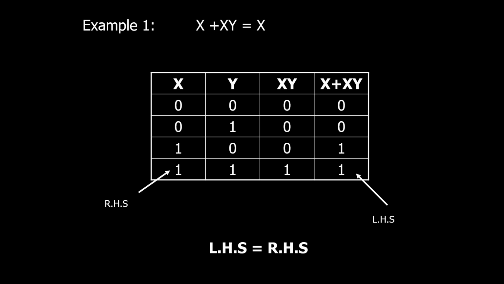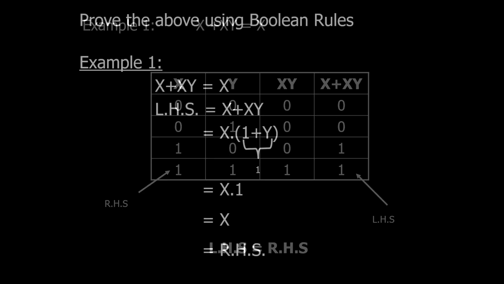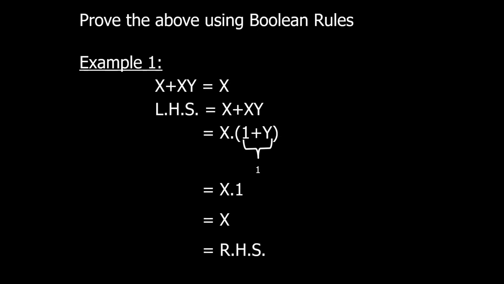As you know the perfect induction now, you can try out the other two examples using this method. Next, we will see how to prove a Boolean expression using Boolean rules. We will use the same example for this, that is x or x and y is equal to x. We'll start with the left hand side, that is x or x and y. You can see that x is common to both terms here. Therefore, we can take x out as a common factor.